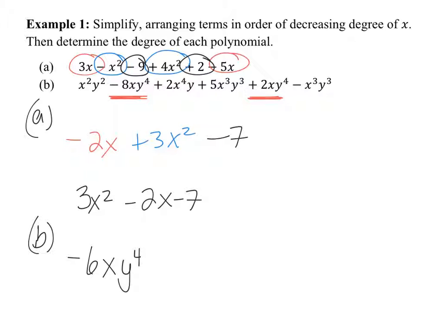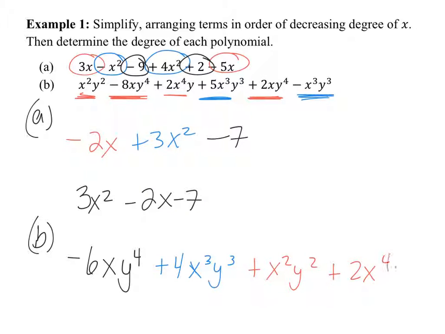Remember to start with your actual coefficients as the things you're going to combine. Then we'll take a look and notice that we've got 5x to the third, y to the third, negative 1x to the third, y to the third. 5 minus 1 gives me 4x to the third, y to the third. And then last but not least here, we've got these last two terms, both of which have no like terms to combine with. So I can carry them down, x squared, y squared, and 2x to the fourth, y.